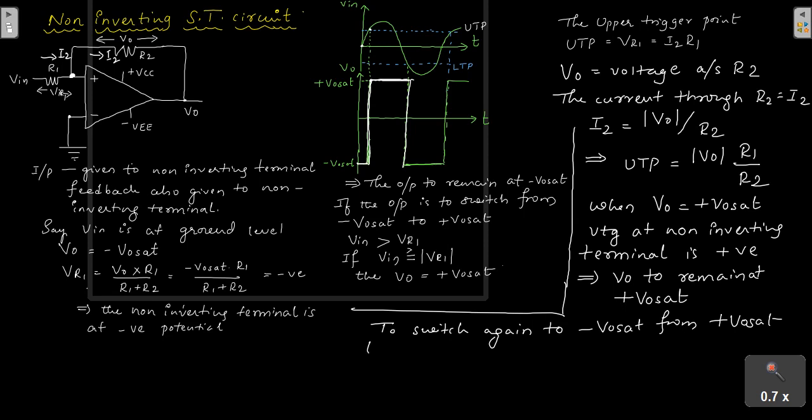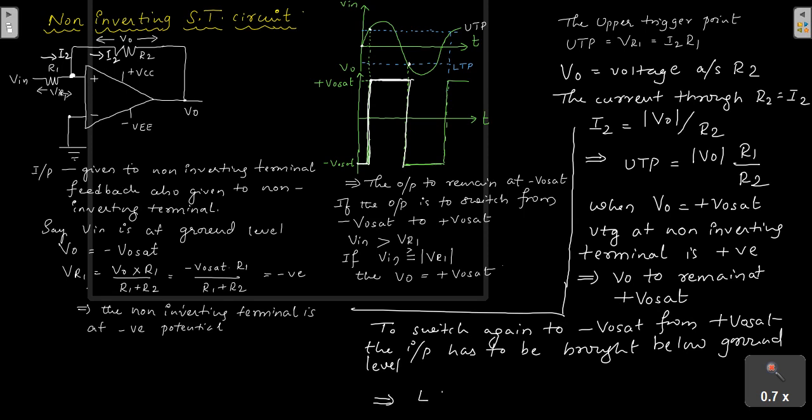So the input has to be brought below ground level. Below ground level in the sense it should become more negative. So this is possible only when your input comes here. This is the UTP and this is the LTP.